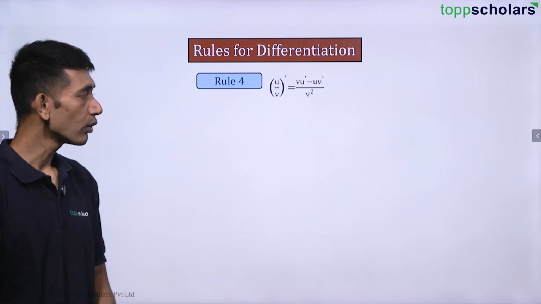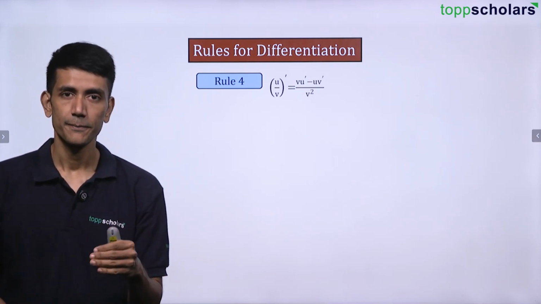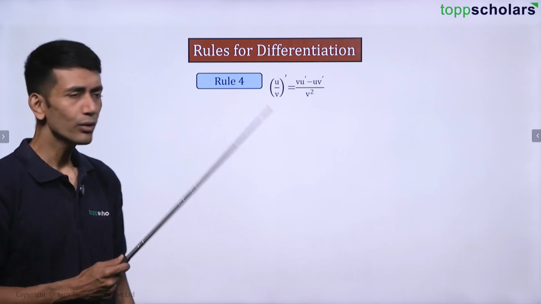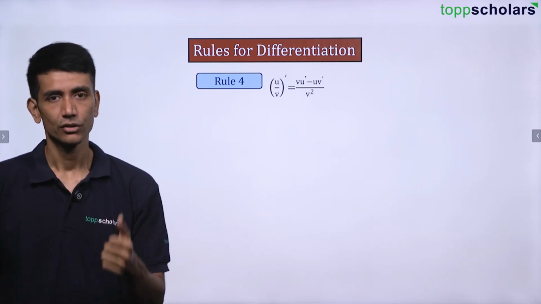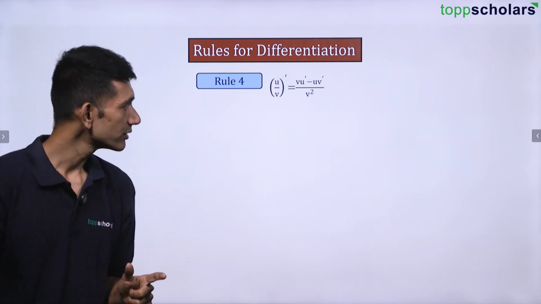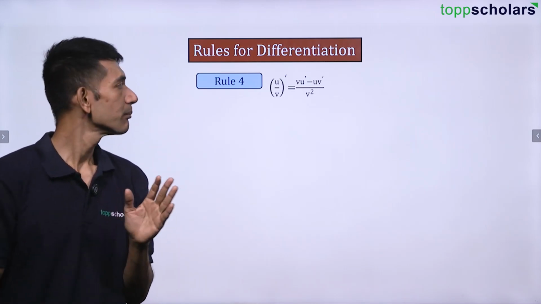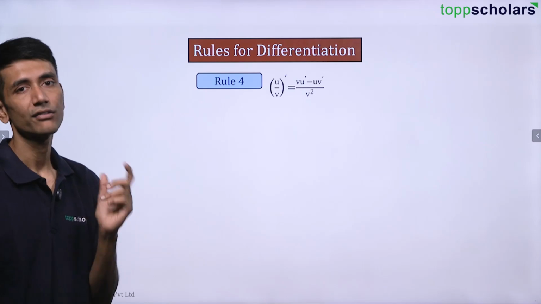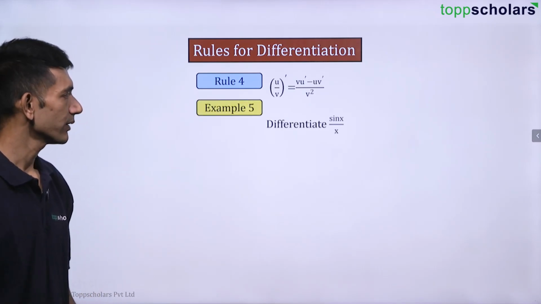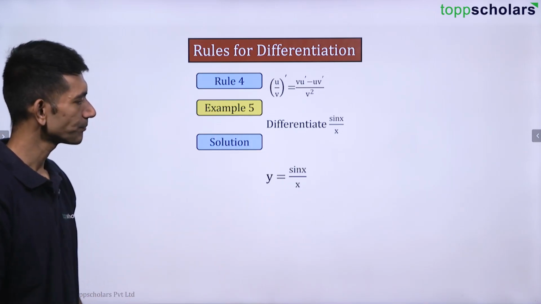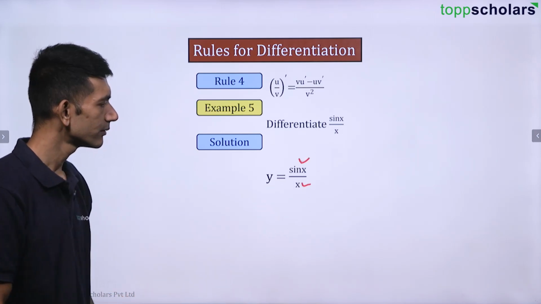Okay. Rule number 4. This rule is called the u by v rule. Fine. So it says that if you have u and v as two differentiable functions, then how do we find out the derivative? u derivative of v minus v derivative of u, by v square. So we have sin x by x. Correct? So this is your u, this is your v.